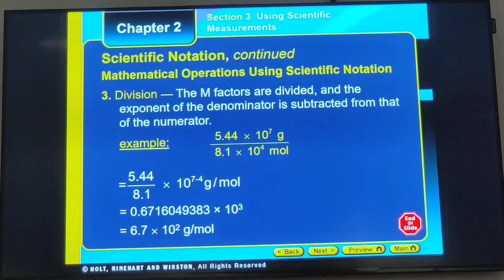6.716049. I mean, it's lots of digits, but it's way more than I need. So how many digits should this one have? Well, I go by the one that has the fewest, and I'm looking at the part that's in front of the 10. It should be 2, right? Should be 2. 6.7 times 10 to the second.